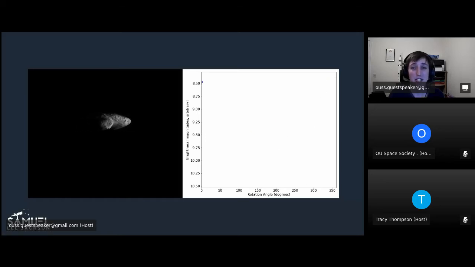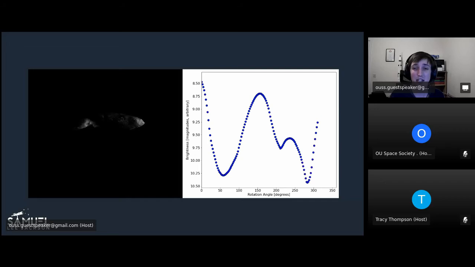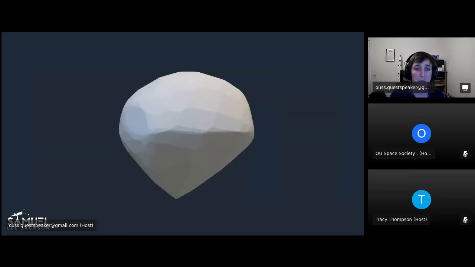And now, even though there are lots of asteroids, there are still very few which have well-defined rotations or shapes or anything like that. And it's really crucial to understanding these objects better.